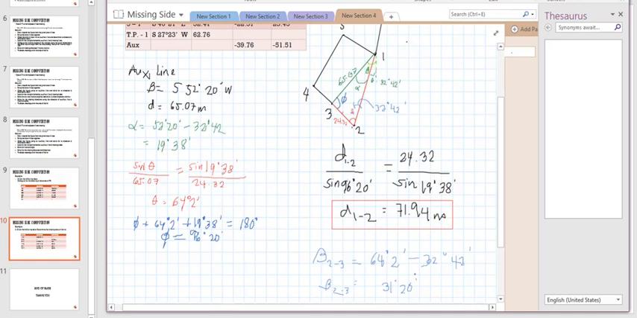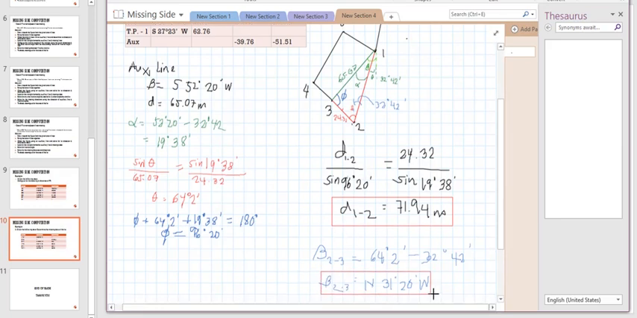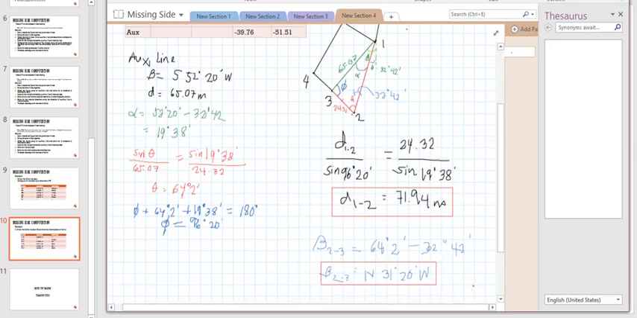Is that correct? Correct, 31:20. So the direction would be, since it is in the north, northwest. Okay. So that is the unknown.